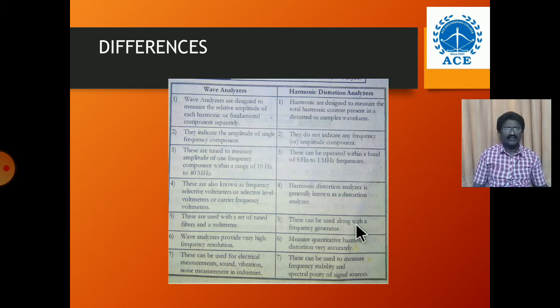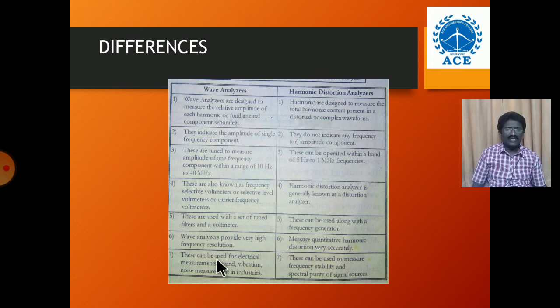So these can be used along with the frequency generator. Whereas in harmonic distortion, this can also be used along with a frequency generator. And sixth one, wave analyzer provides very high frequency resolution, whereas the harmonic distortion analyzer measures quantitative harmonic distortion very accurately.